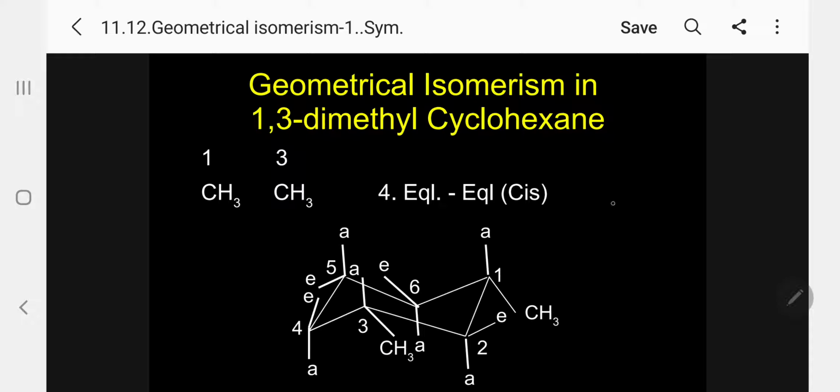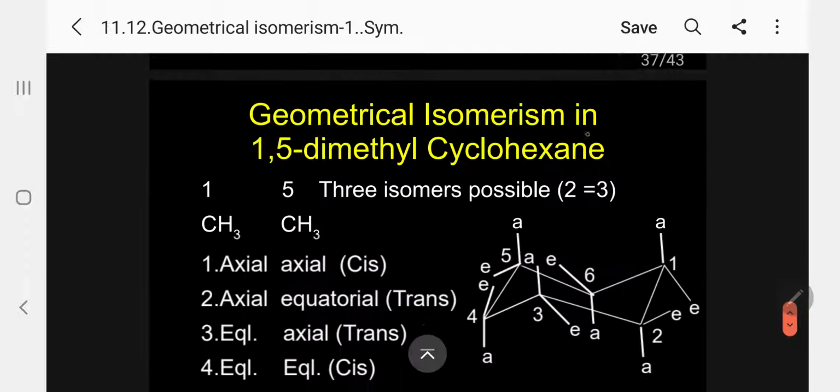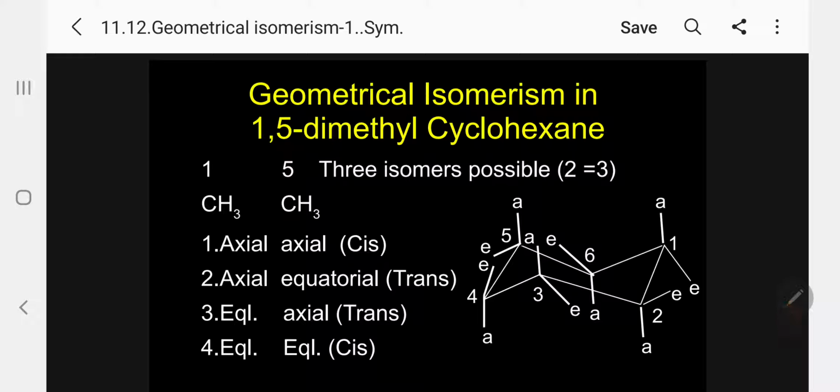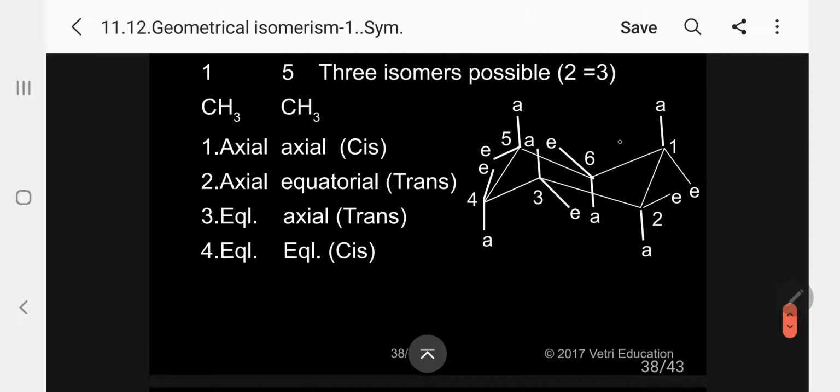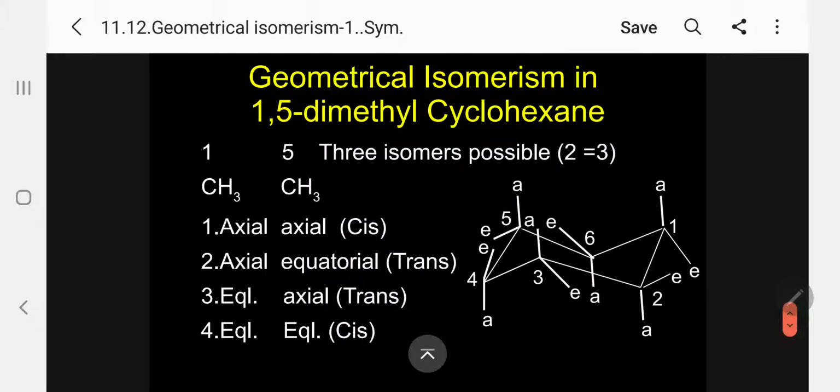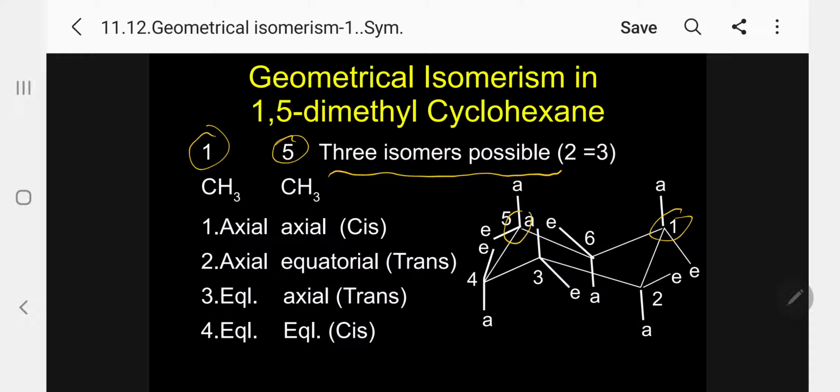I told you 1, 3 will be identical with 1, 5. Let me explain now. Just kindly follow. In this case, geometrical isomerism in 1, 5 dimethyl cyclohexane. Just see here. The interesting point here, follow, again 3 isomers possible. What way? 1, 5. Kindly follow, this is the 1 position, this is the 5 position. So 1, 3 and 1, 5 are identical, I told. So axial cis, axial-equatorial trans, equatorial-axial trans, these two are identical, equatorial cis.